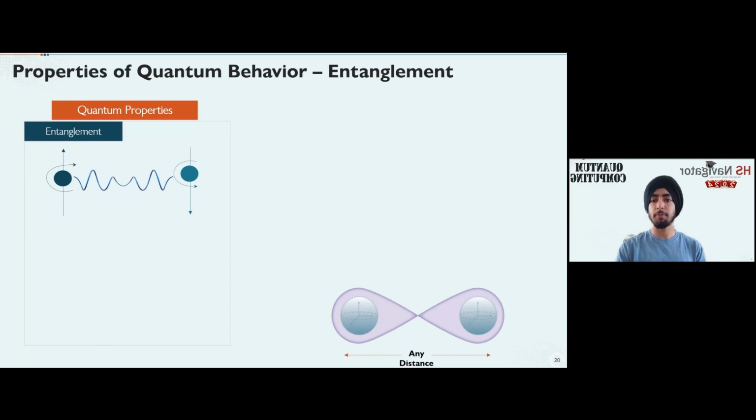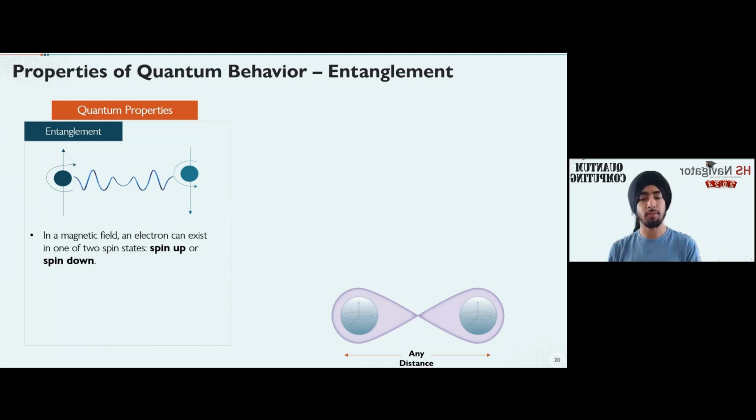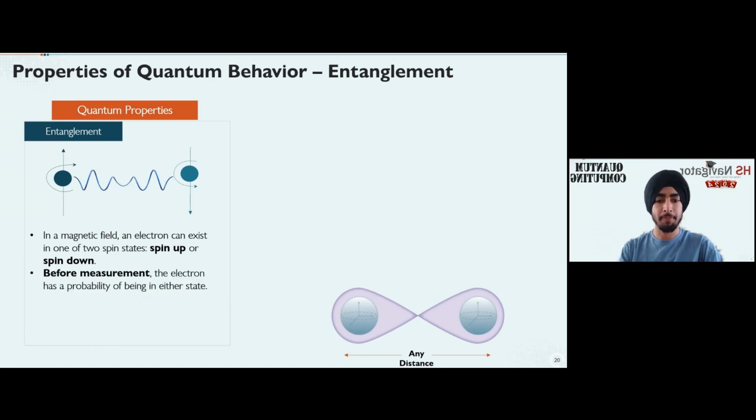So the next property of quantum behavior is entanglement. So what is entanglement? Entanglement talks about electrons, or these quantum particles. In a magnetic field or within an atom, an electron can exist in one of two spin states. It could be spin up or spin down. You might not have to know the physics behind it. You can just know that an electron can either be spin up or spin down.